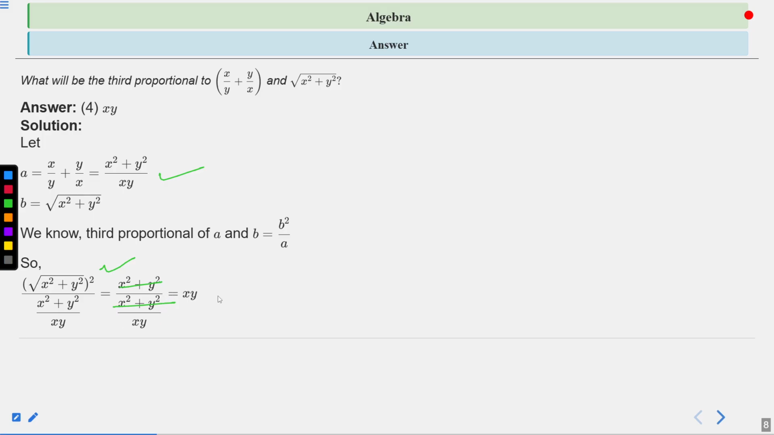When we reciprocate it, we get the answer, which is xy. So the fourth one is the correct answer of this question. Third proportion is x into y. Next one.